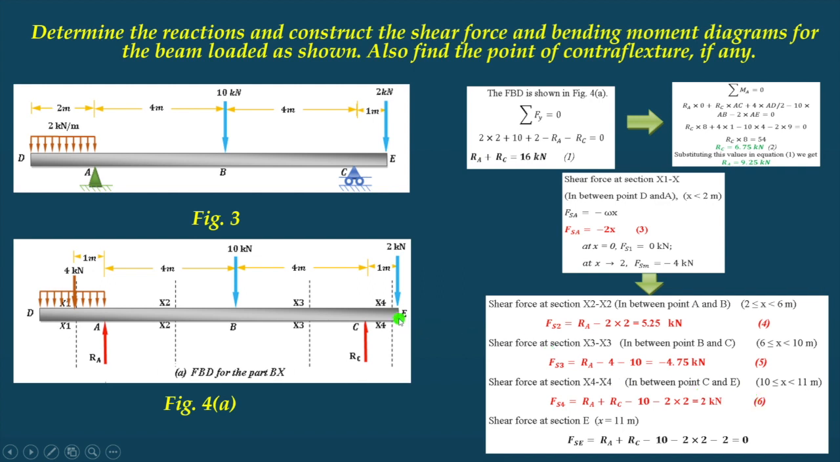Now at x equals to 11, here you have to add these forces along with this 2 kilonewton, which is downward, meaning negative, so minus 2 equals to 0. Or if we measure the section from this end, then also at this point it is 0. And point should be noted, in the free end always shear force is 0. So this is all about the shear force values and equations.